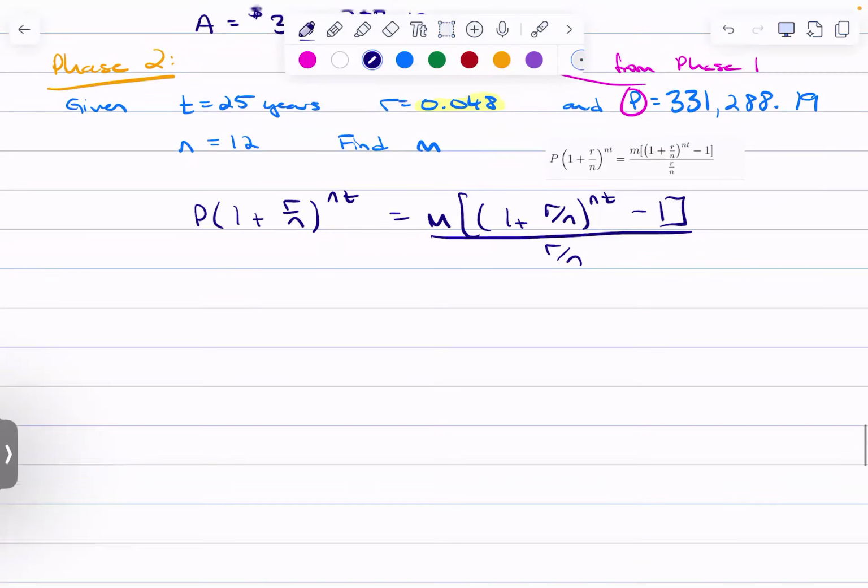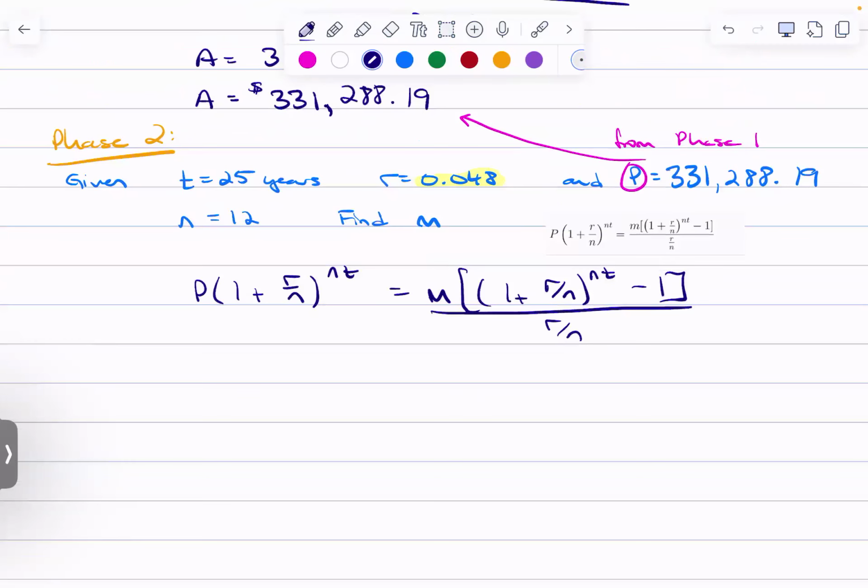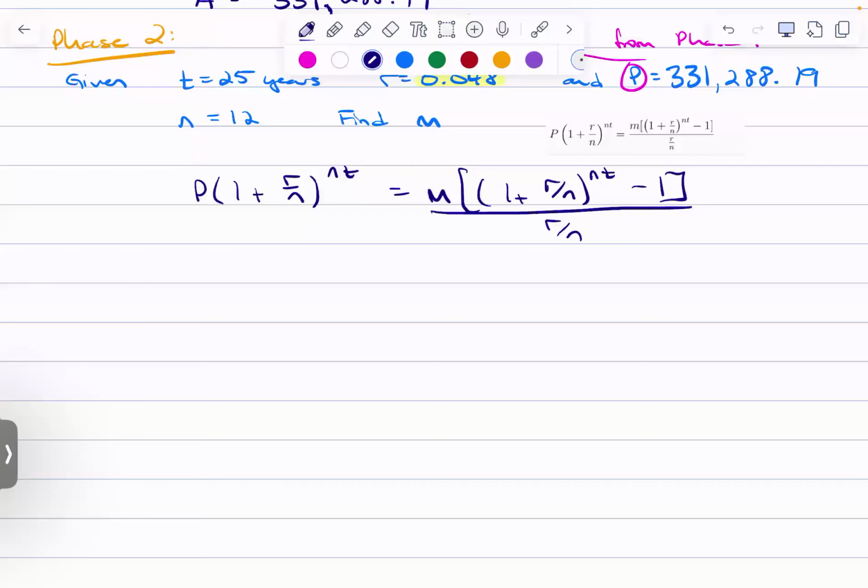Good. Okay, so now, same scenario that we've seen before, right? I have the P, and as long as you remember to change your R and your N and your T, so basically everything, then you can solve for M.